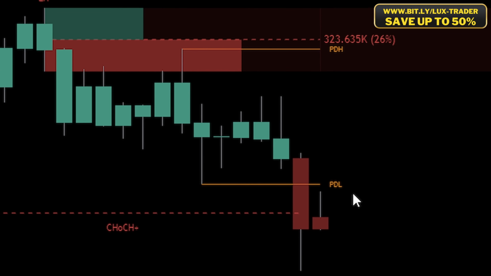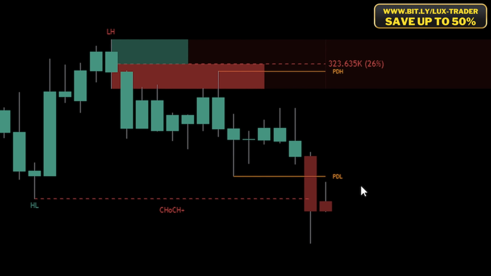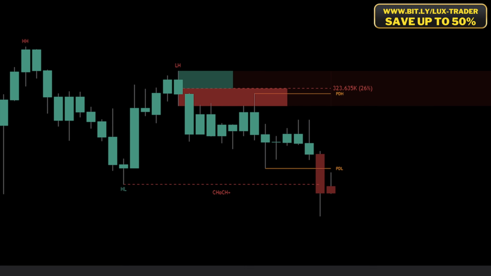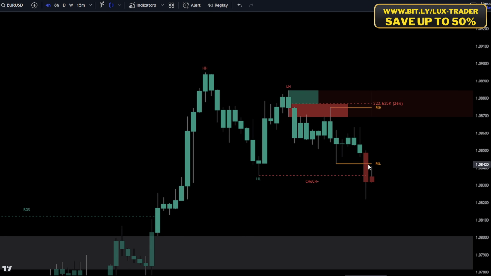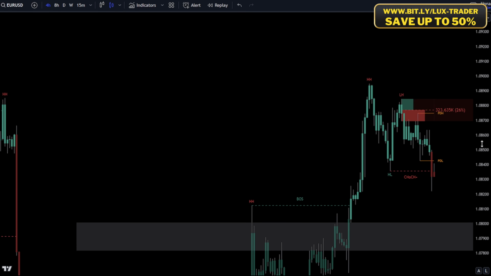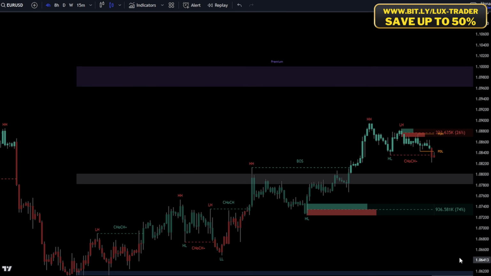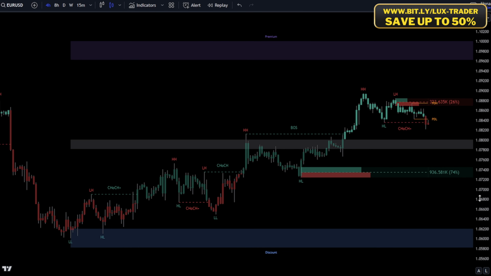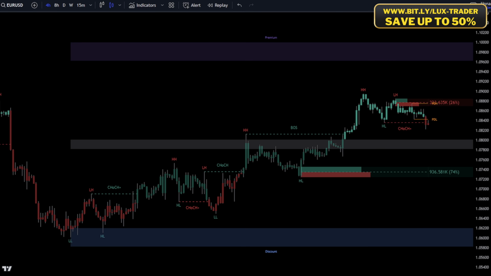These levels are crucial and often act as support or resistance, which is why many price action traders closely monitor the highest and lowest prices of the day. Additionally, when the market opens on a new day, meaning when a new candle on the daily time frame appears, the previous day's high and low become very significant.